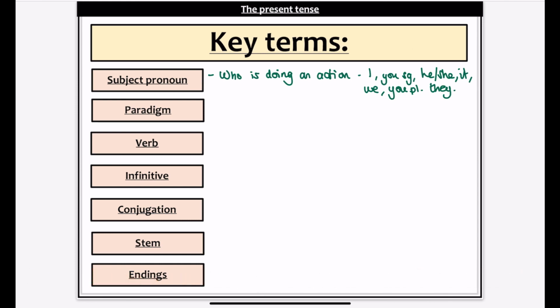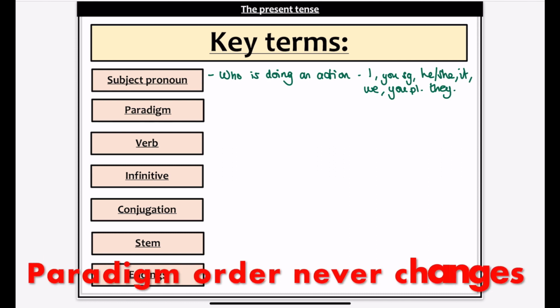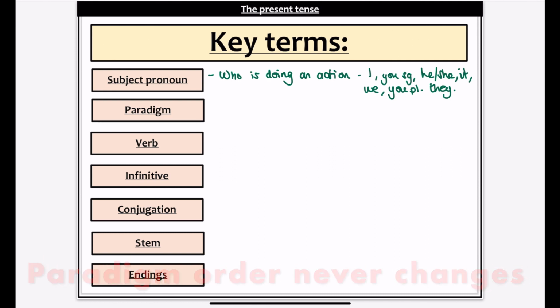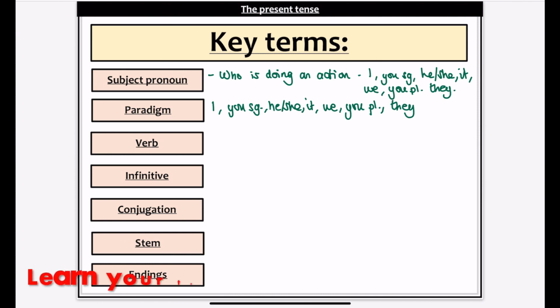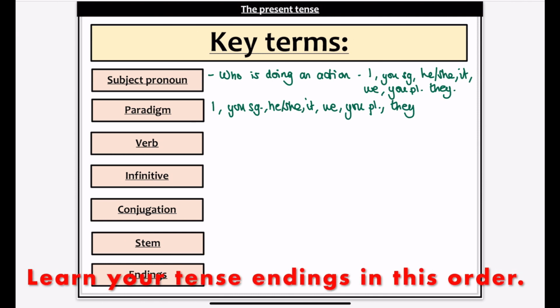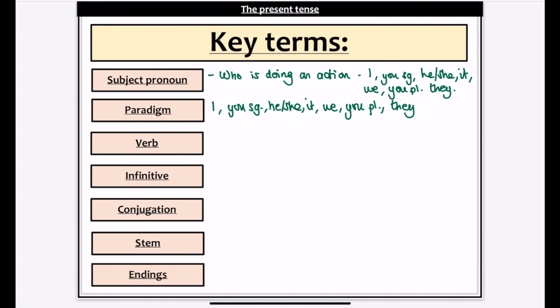And when we look at tenses in Spanish, it also organizes our endings into a specific order. So the paradigm is a specific order that shows us exactly who is doing an action, and that order never ever changes. The order is always I, you singular, he, she, it, we, you plural, and they. When you're given endings to learn later on, that is the order in which they come.